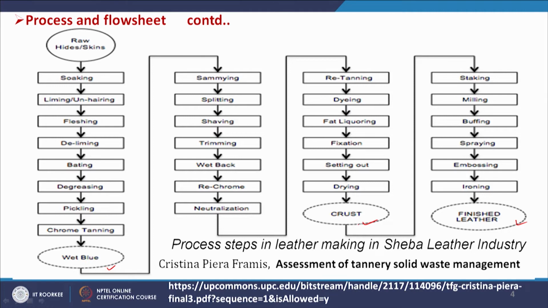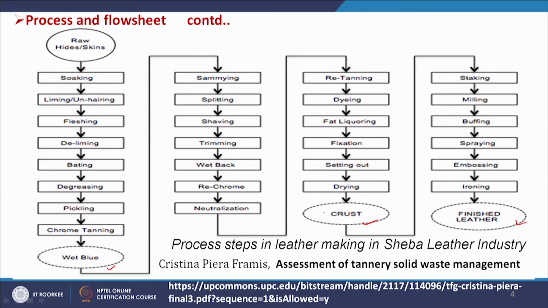So, whatever may be the size of the plant, there are a number of steps, and the steps will vary to some extent with the size of the unit. Like say for wet blue we will have this type of operations, up to crust we will have all those operations, and up to finished all those operations mentioned in these 4 columns. So, our raw material is hides and skins, and then it goes through different steps like soaking, then liming, unhairing and fleshing, deliming, baiting, degreasing, pickling and chrome tanning.